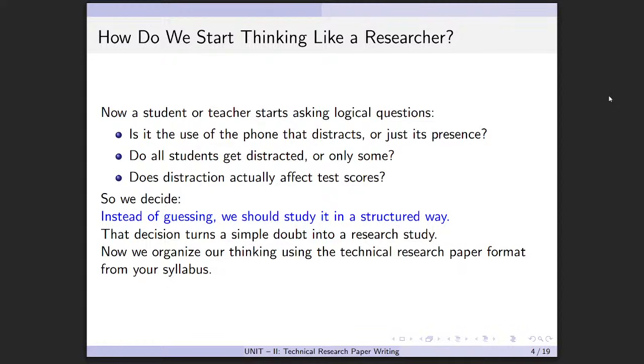As a researcher, before writing a technical paper, this is how you need to think. Now a student or a teacher starts asking logical questions. Is it the use of the phone that distracts, or just its presence? If you are using the phone, are you discussing? Are you distracted or not?